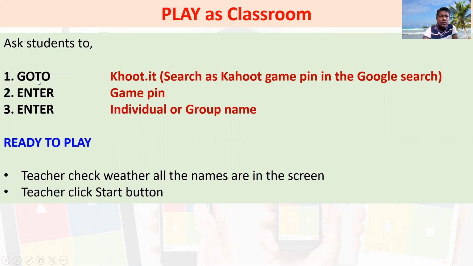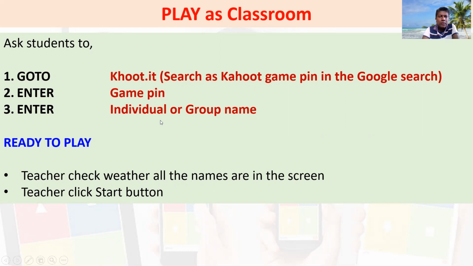Ask students to go to the Kahoot website, kahoot.it. It can be searched by typing Kahoot game pin in the Google search bar. Then go to the kahoot.it website. Then they are asking to enter the game pin. You have to instruct your students to enter the game pin from their computers. Once they enter the game pin and press the enter key, they are asking for a name.